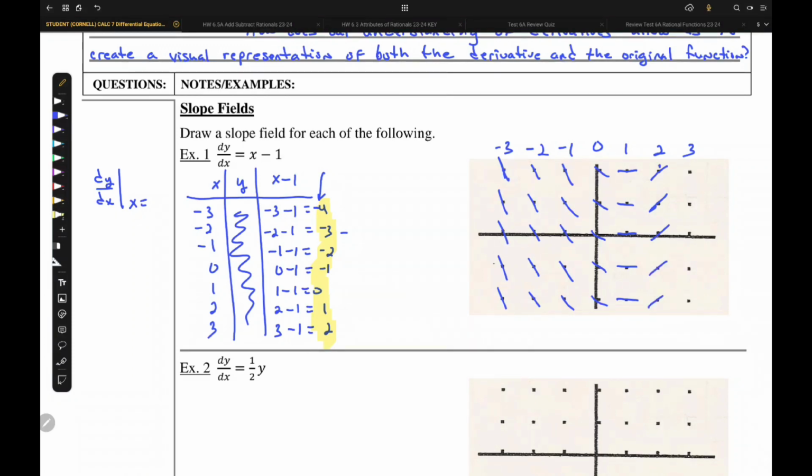And then when we get to 3, my slope is 2. So we're going up 2 to the right 1. Well, that should be a little steeper, I think. So about like that. And that's our slope field.